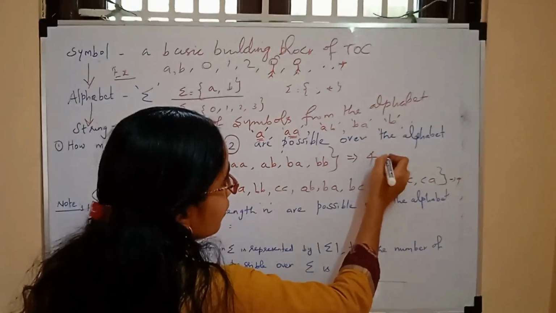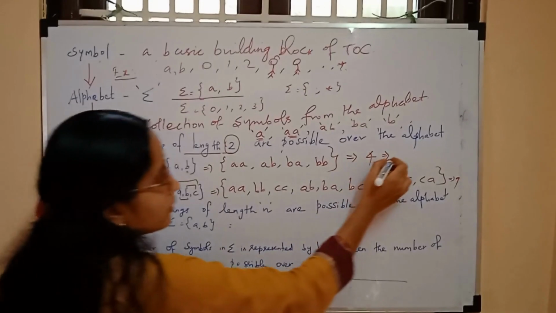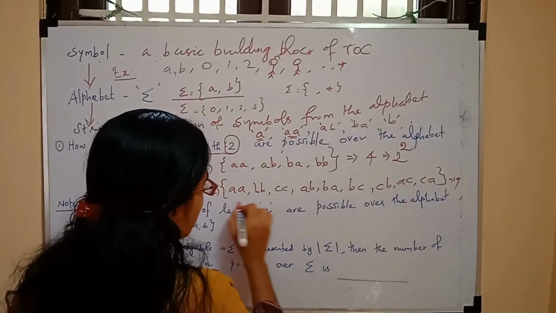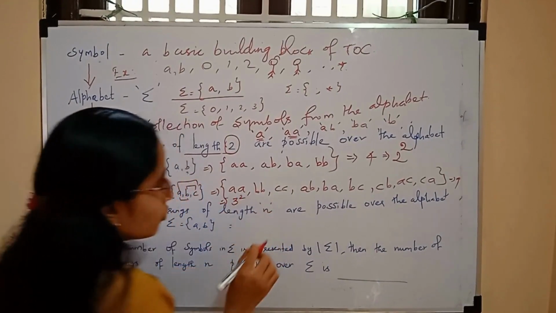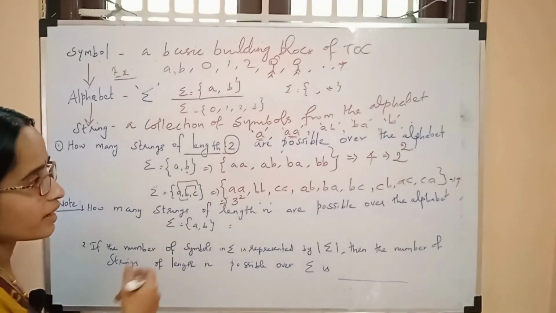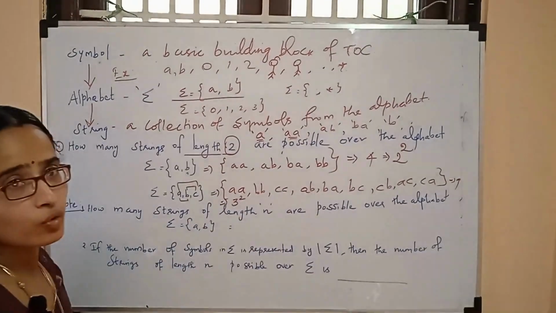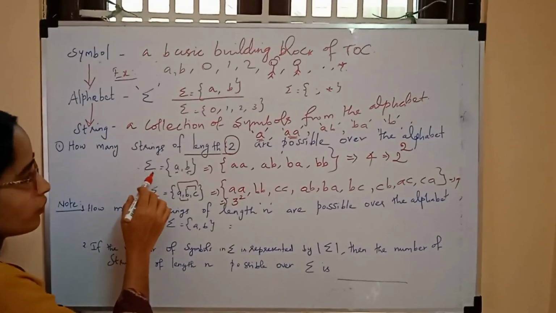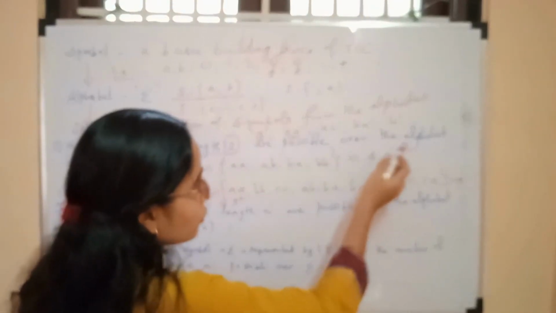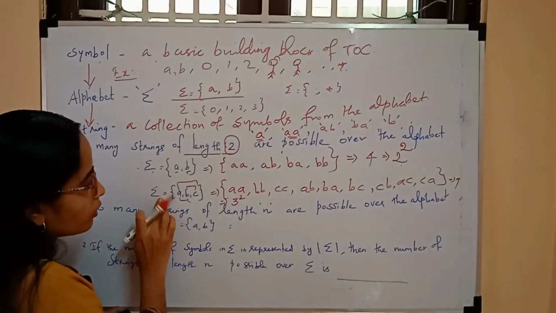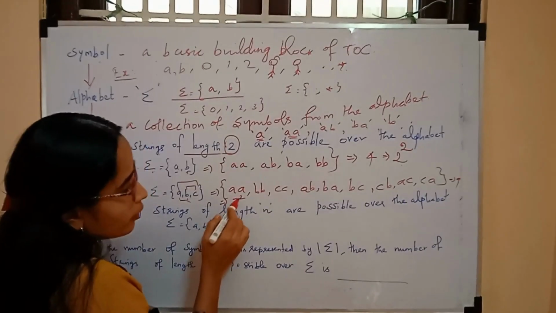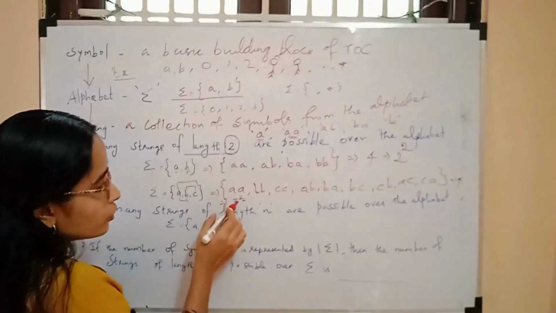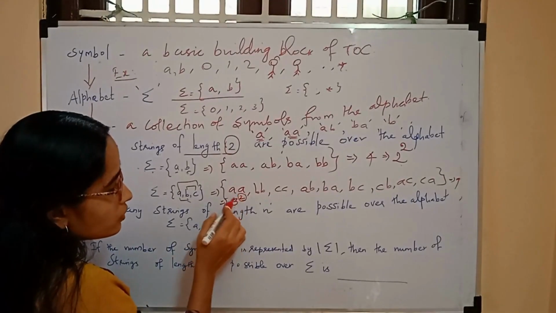Now here I'm making this 4 as 2 power 2. This 9 is 3 power 2. 3 squared becomes 9, and 2 squared becomes 4. So when I have 2 symbols in the input alphabet, I'm making 2 power 2. When I have 3 symbols in the input alphabet, I'm making 3 power 2. This 2 is the length of the string that you are forming.